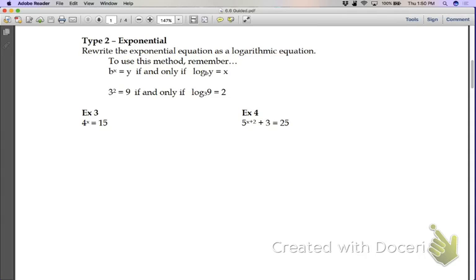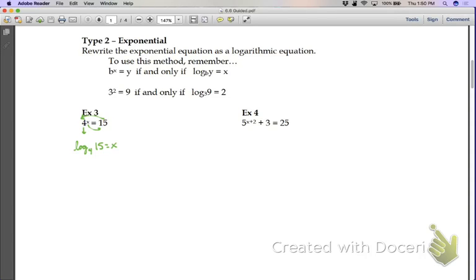So whenever I do this, I'm just going to turn it into a logarithm. If I turn this into a logarithm, the 4 stays, so I'm going to have log base 4. If I turn an exponential into a log, that means the 15 is going to come to the other side, and the x is going to go to the opposite side.